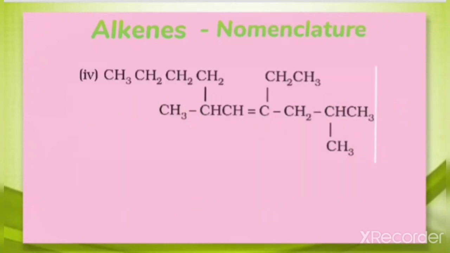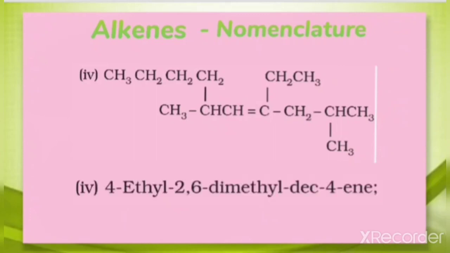Next structure is this one. So the name of this one is 4-ethyl-2,6-dimethyldec-4-ene. So all of you do this one, the numbering, and select the longest chain and find out why this naming is in this way. So all of you try this structure by yourself and find out which side you have to number from, which side you have to start numbering. Select the longest chain, select the substituents, and check whether your answer is this or not. So all of you do this by yourself.